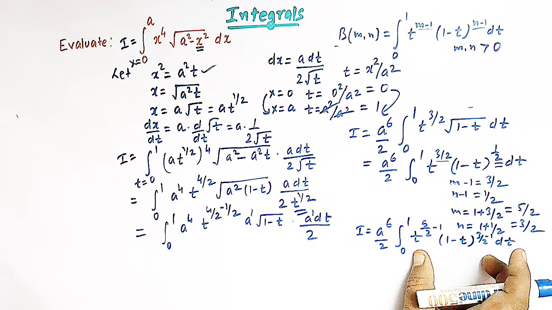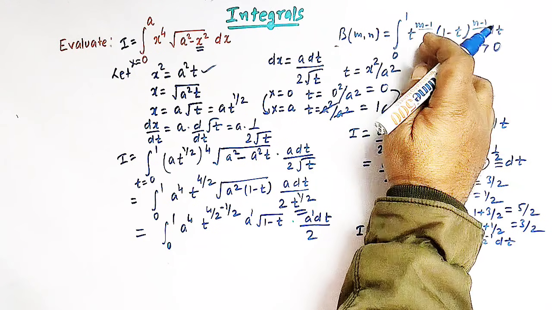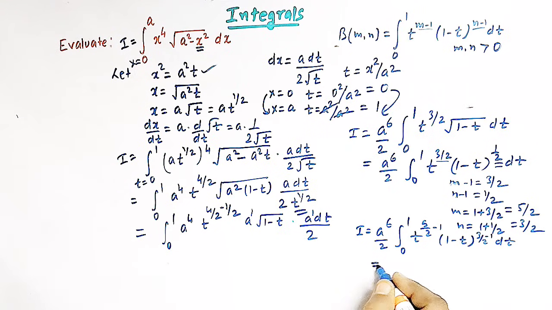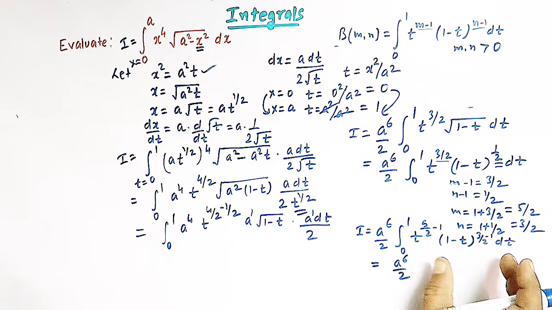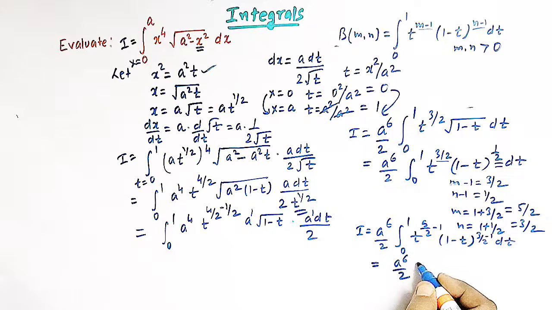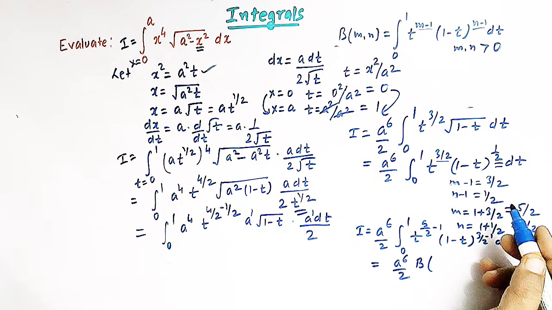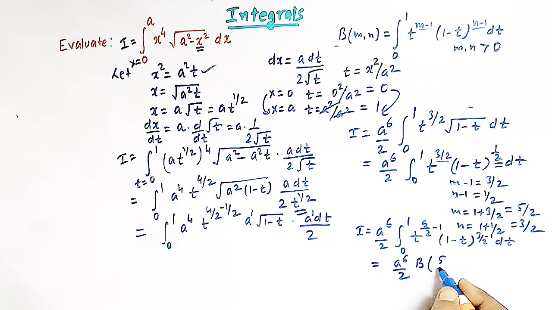So now this integral is exactly similar to this one, right? So we have here a raised to 6 over 2, and this integral is equal to the beta function, that is beta m comma n. M is 5 over 2, and n is 3 over 2. So now we have to find out the value of beta 5 over 2 comma 3 over 2.